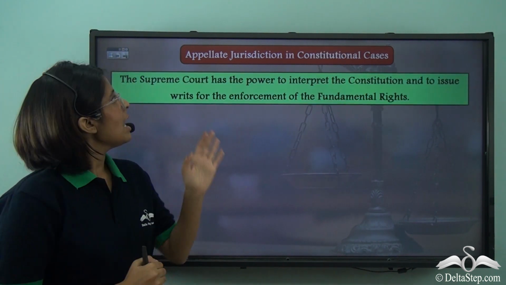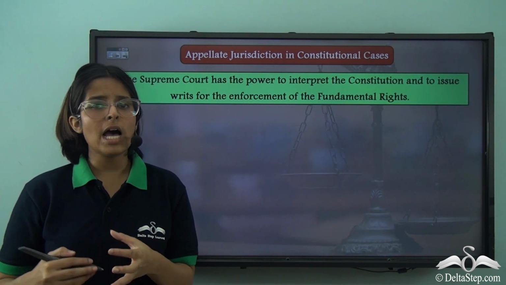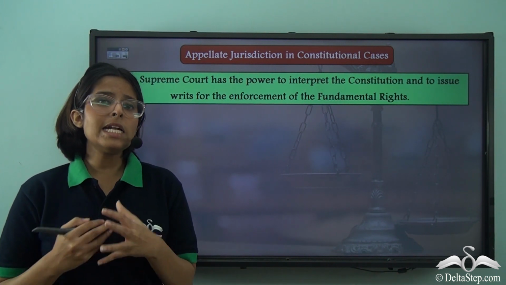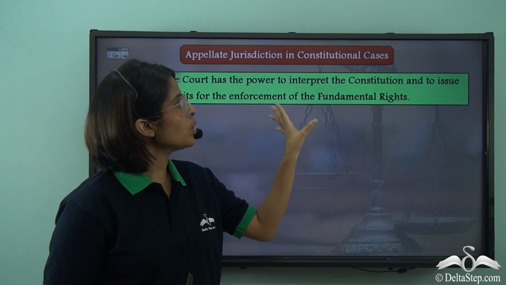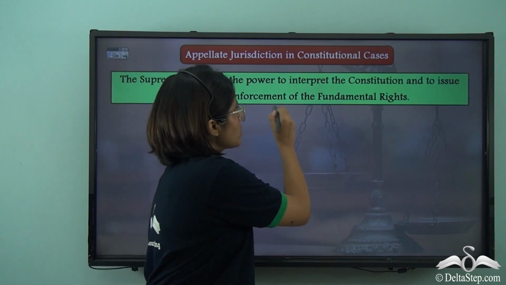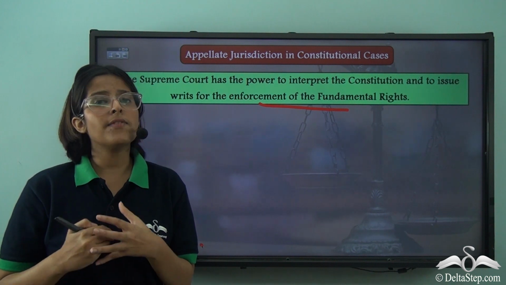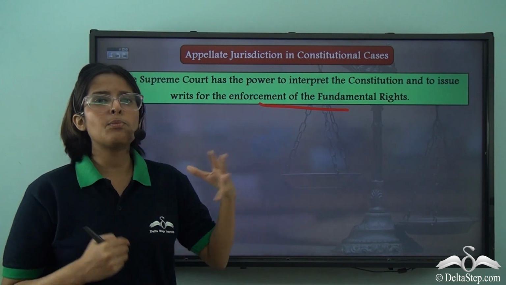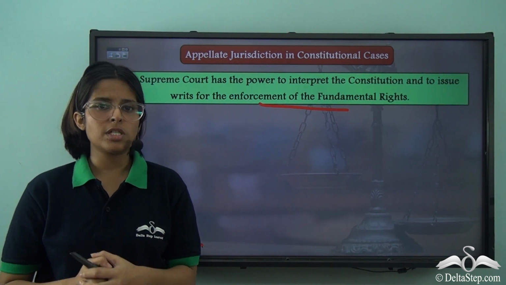Now, let us look at appellate jurisdiction in the constitutional cases. Constitutional cases are neither civil cases nor criminal cases. These are cases in which an interpretation of the Constitution is required. So, the Supreme Court has the power to interpret the Constitution and to issue writs for the enforcement of fundamental rights. The Supreme Court is known as the guardian and the final interpreter of the Constitution. So, the Supreme Court has the power to interpret the Constitution and to see the cases in which the interpretation of the Constitution is involved.